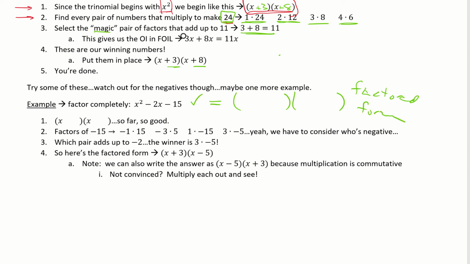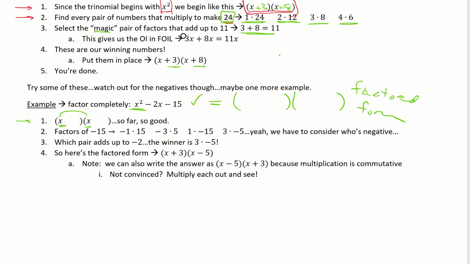It's a numbers game. Some of you guys are going to be really good at this and enjoy this part. So what I'm telling you to do, number one, it started with just x squared. It has to be x times x to make x squared. When you FOIL, I get the x squared. Now, you've got to figure out the numbers.